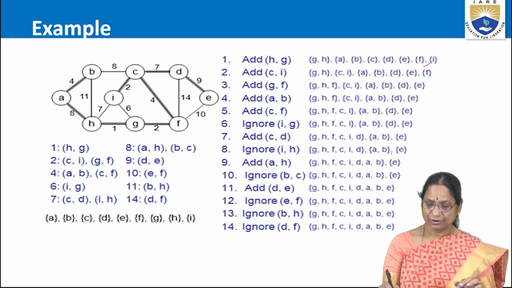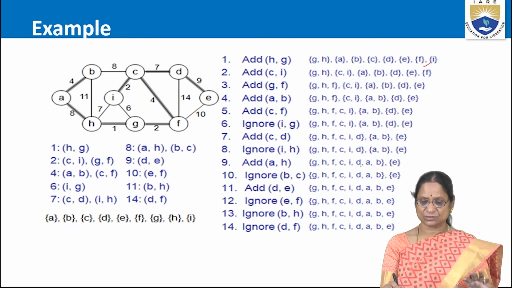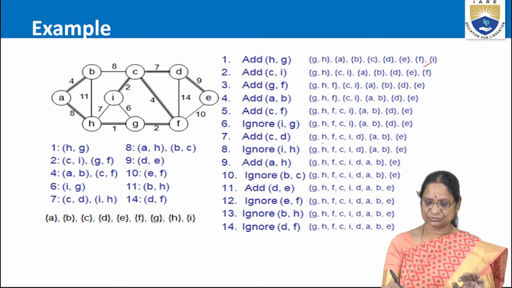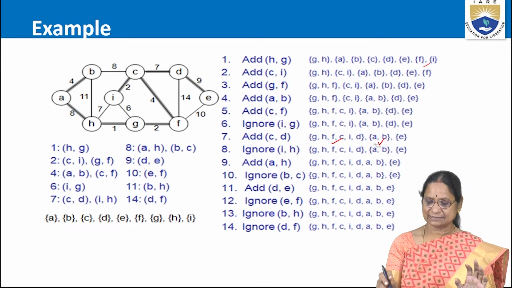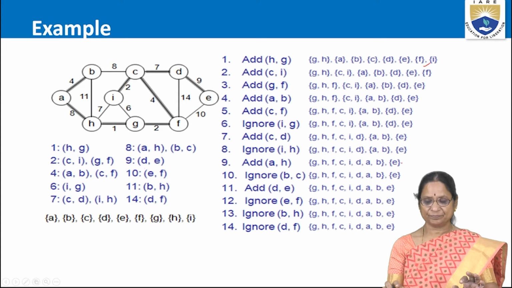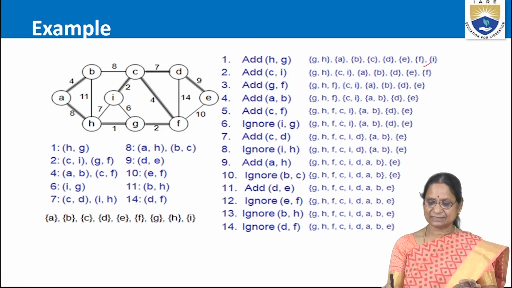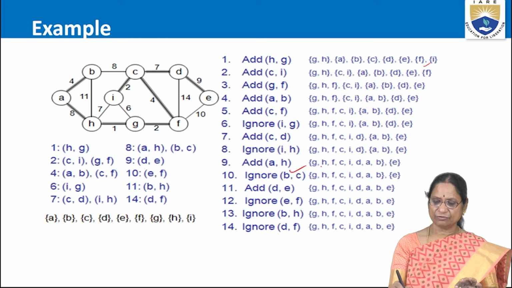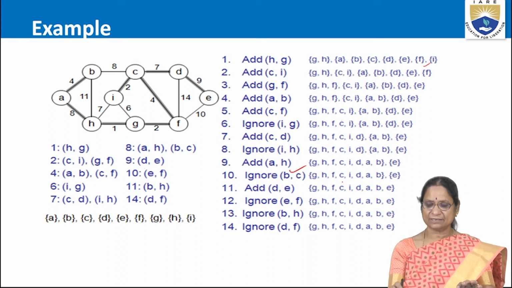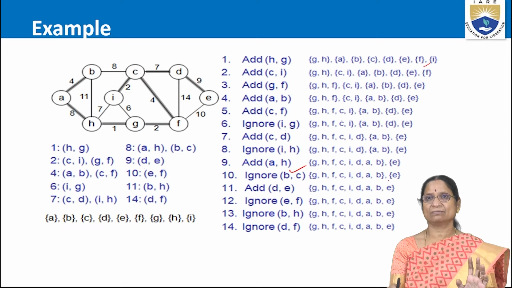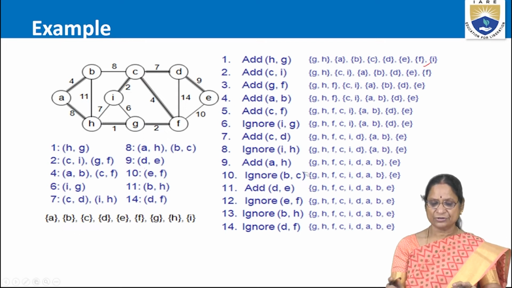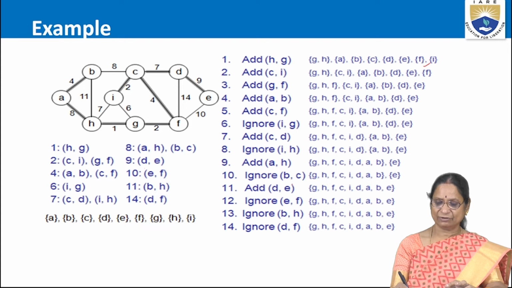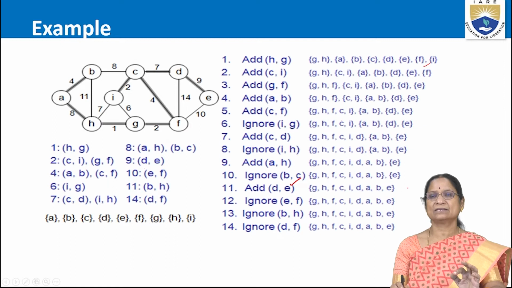Clear? Then the next one is AH. When we consider AH, A belongs to this one and H belongs to this one, so I can add, and I'll get a single set union. Now all these are one set and E is another set. After AH, BC. BC I cannot add, ignore. Why? Because B and C both belong to the same set. Please check, except E, all others belong to the same set. So DE, yes, I can add. Why? Because D belongs to this set and E belongs to this set. I can add, I can make it a union.